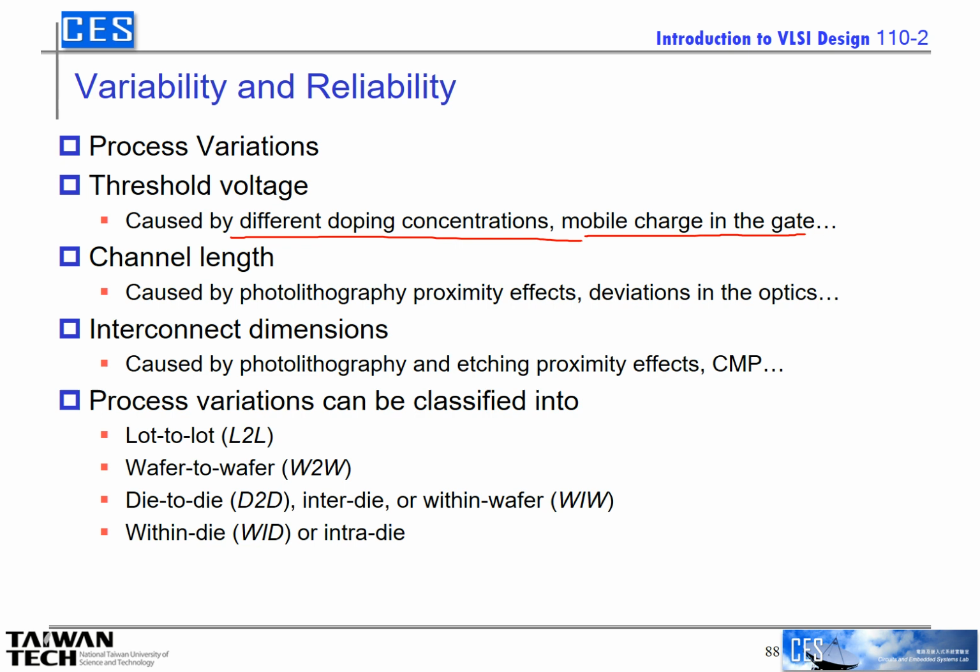And we have the interconnect dimensions. This is caused by photolithography and the HM approximation effects. So that's also the effects during the process or the manufacture of the circuit.